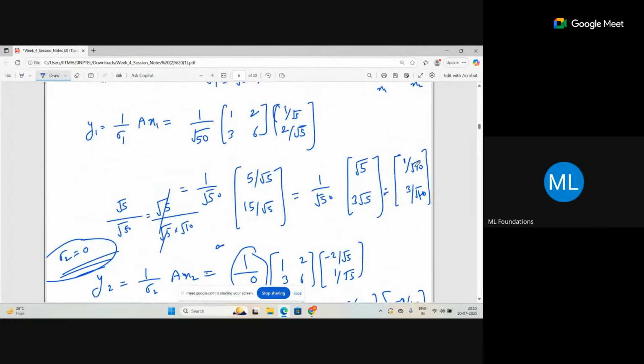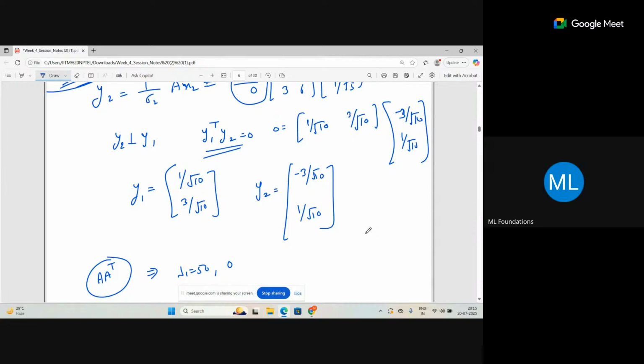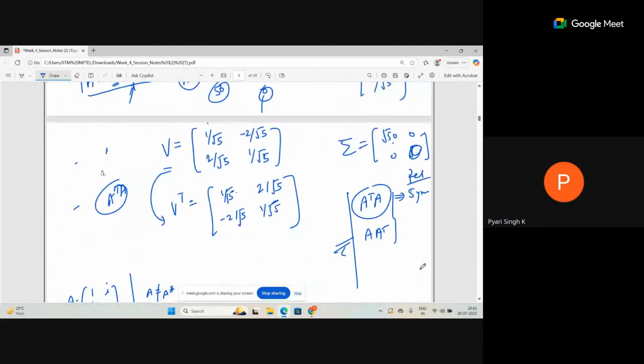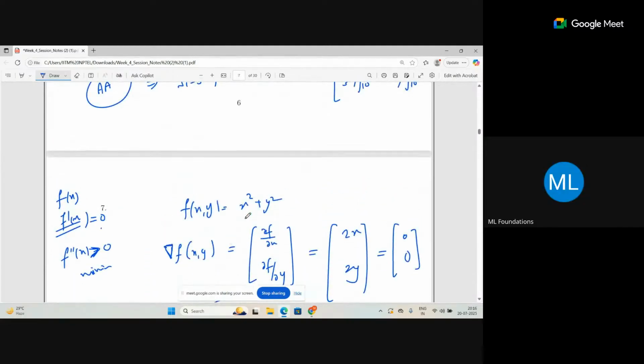If I know this is 1 by root 10 and 3 by root 10, what will be the orthogonal vector to this? Minus 3 by root 10 and 1 by root 10. And now what is U? Your U is 1 by root 10, 3 by root 10, minus 3 by root 10, 1 by root 10. And what was your V? It was 1 by root 5, 2 by root 5, minus 2 by root 5, 1 by root 5, and the V transpose will be this. And now the SVD form of it is what?